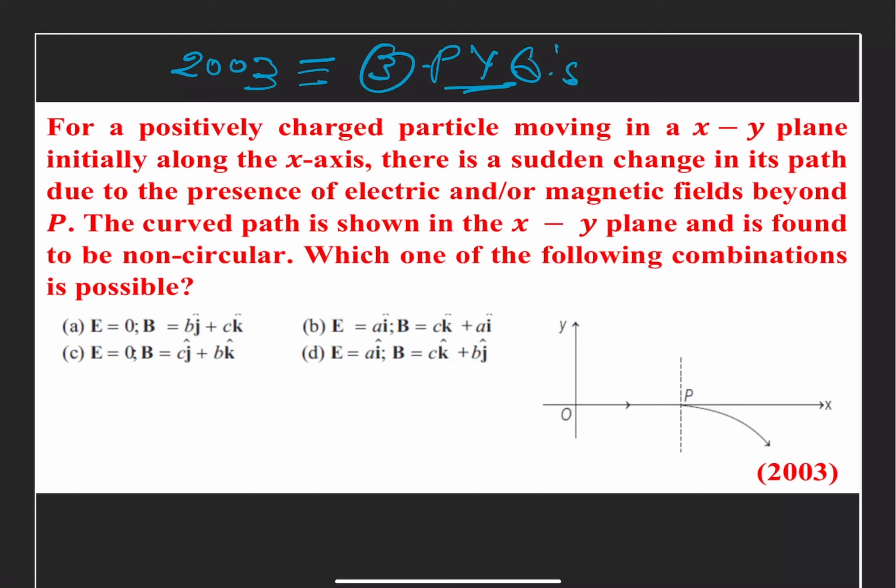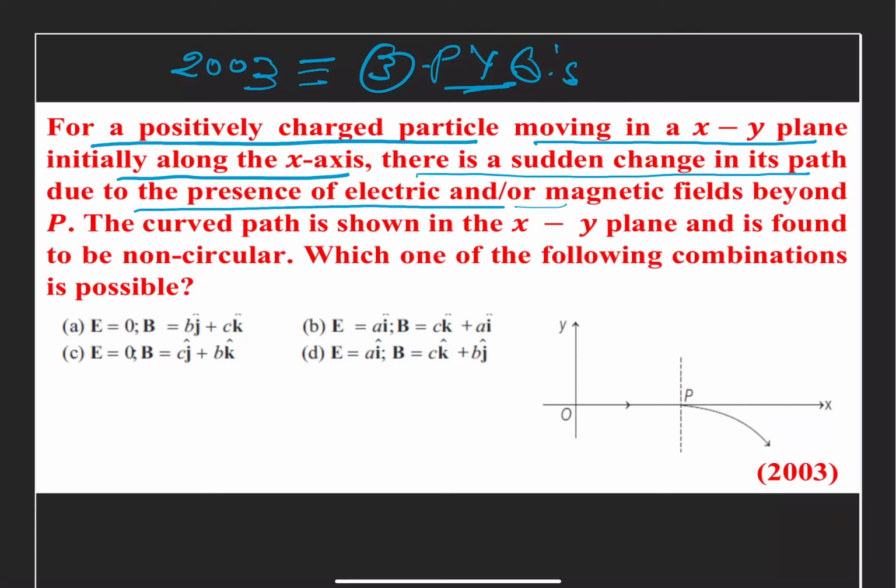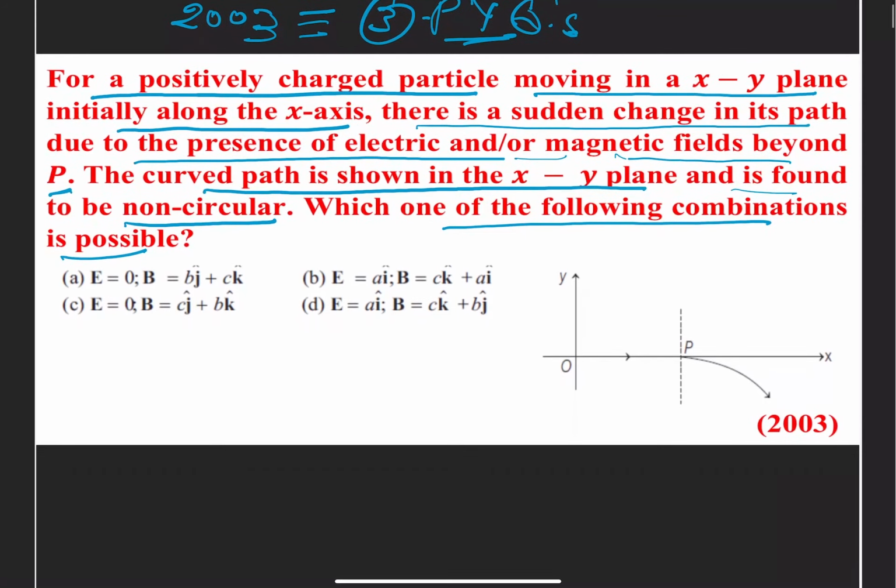So in the first one, it is given that for a positively charged particle moving in xy plane, initially along x-axis, there is a sudden change in path due to presence of electric and or magnetic field beyond point P. The curved path shown in xy plane is found to be non-circular. Which of the following combinations is possible? In this question, we are given this figure, and from this point P, this traces a curved path.